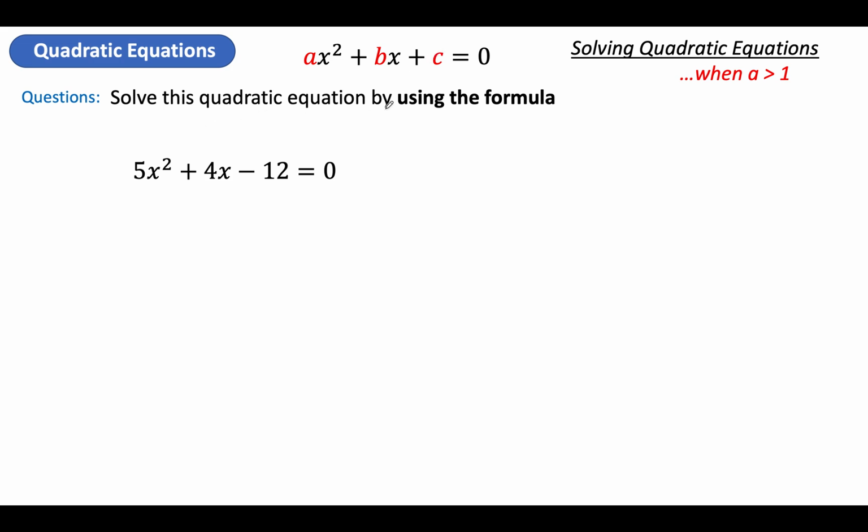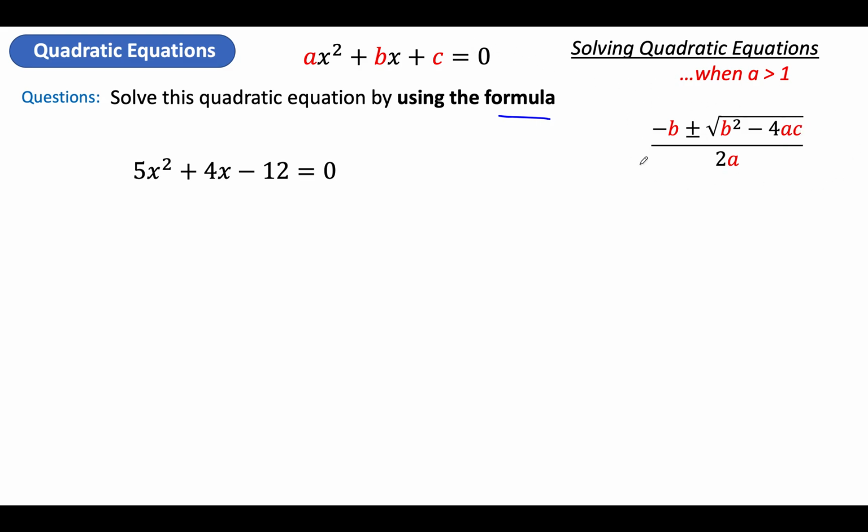And we're going to use the formula this time. Now, the formula looks like this. It is minus b plus or minus the square root of b squared minus 4ac all over 2a, where b is the coefficient of x, a is the coefficient of x squared, and c is the number on its own.